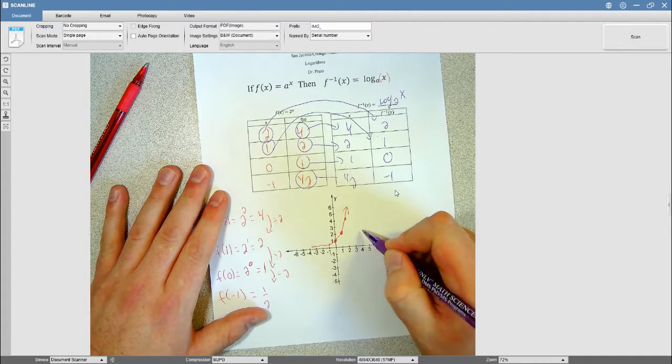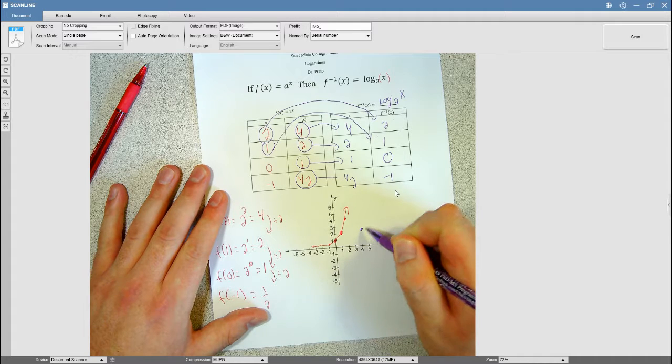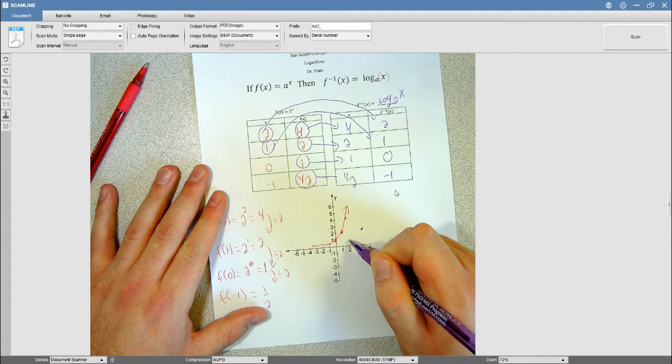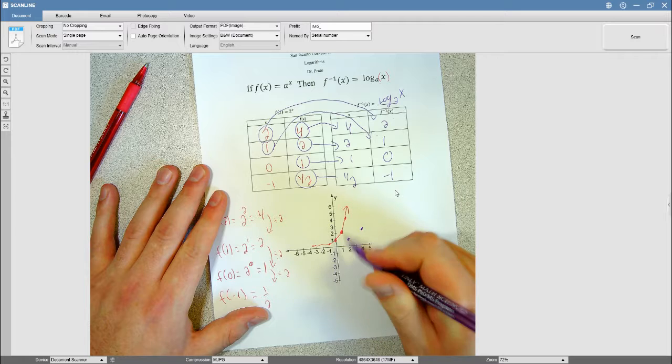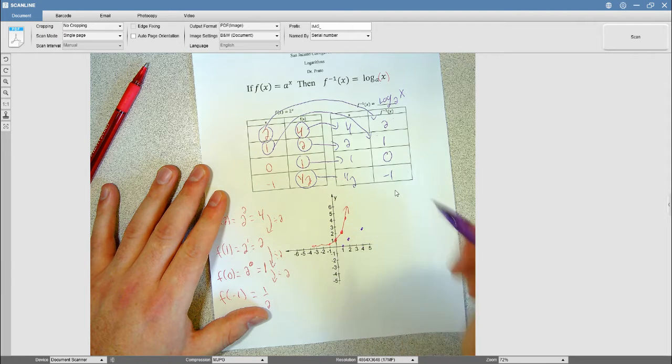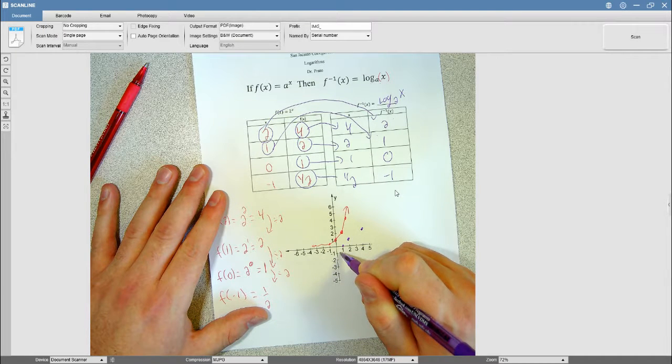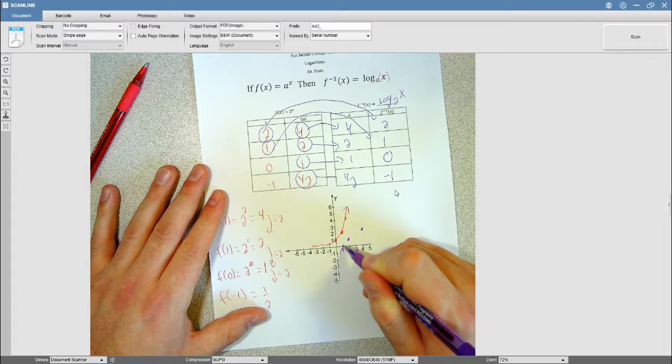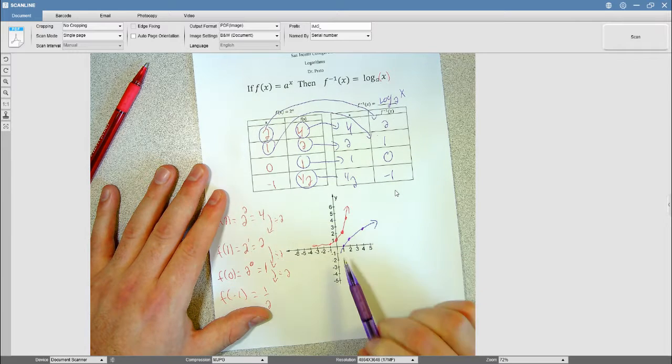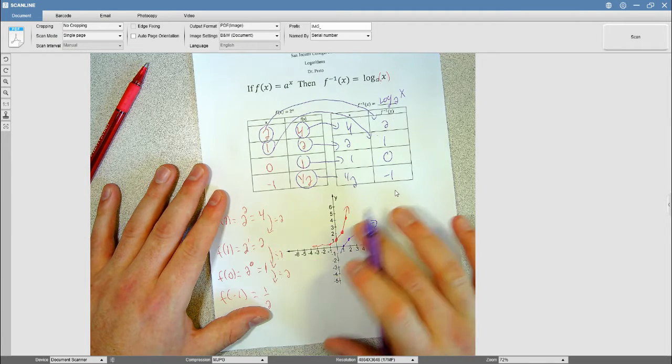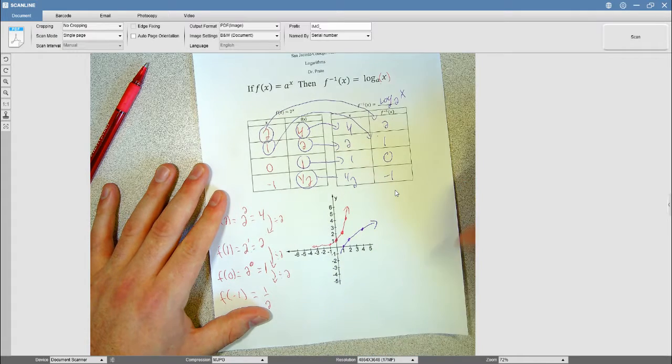Let's go ahead and graph those. 4 comma 2 is right about here. 2 comma 1 is right about here. 1 comma 0 is there. And 1/2 comma -1 is right there. Now this logarithm also doesn't look like it, but it actually does go up to infinity as you go from left to right, but just goes very slowly.